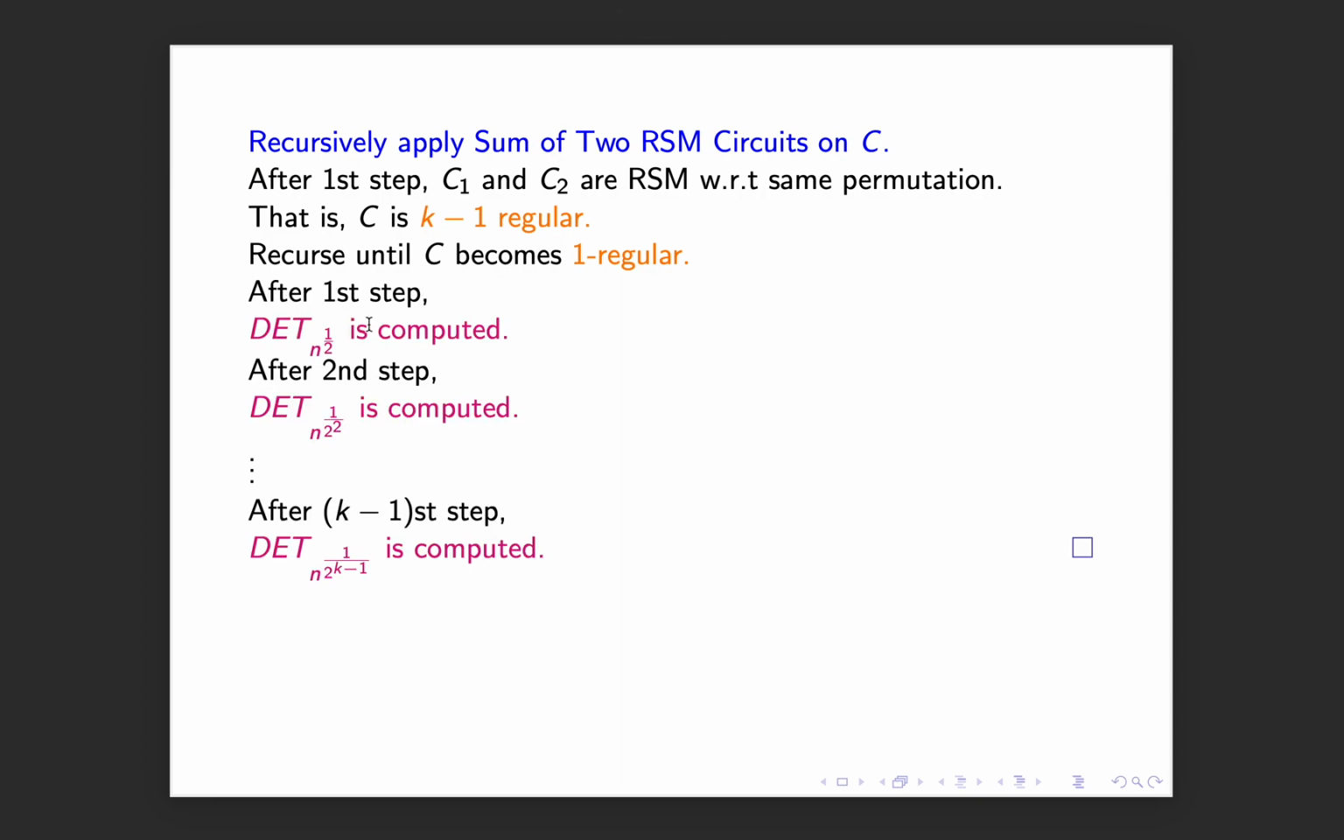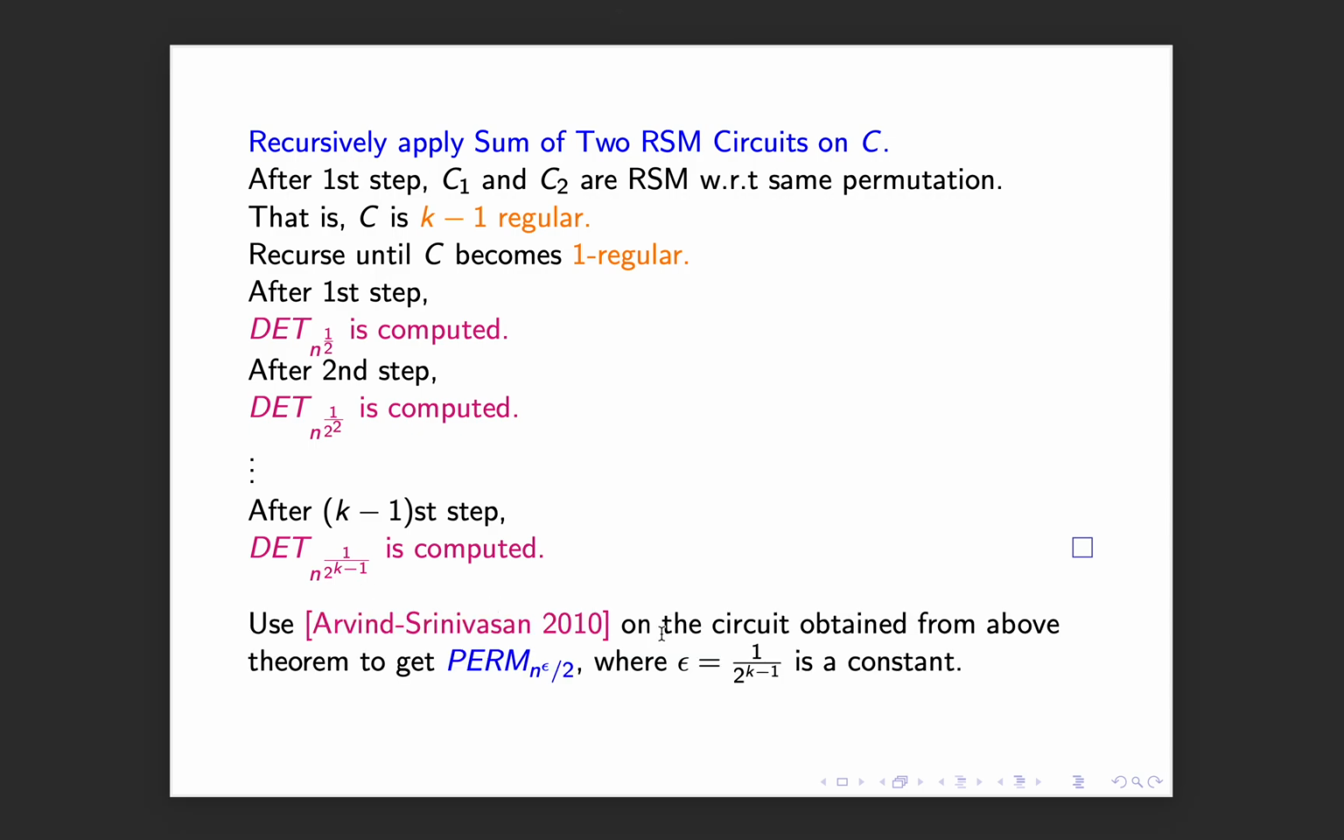So after the first step, we are going to get a determinant whose degree is n to the 1 by 2. After the second step, we get a determinant whose degree is n to the 1 by 2 squared, and so on. So this recursion can go for k minus 1 steps. At the end of the k minus 1st step, we are going to get a determinant of degree n to the power of 1 by 2 to the k minus 1. So in each step, the degree reduces by a factor of root n. Now finally, on the circuit obtained, we use Limaye, Srinivasan and Tavenas's result to get the permanent of degree n to the epsilon by 2.